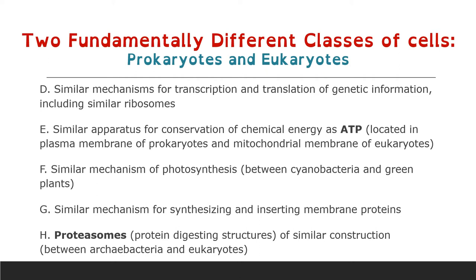And then, a similar apparatus for conservation of chemical energy is ATP, which is located in the plasma membrane of prokaryotes and the mitochondrial membrane of the eukaryotes. So they do have the same energy currency. And then, similar mechanisms of photosynthesis, again between cyanobacteria and the green plants. That's also how they get their energy for food production.